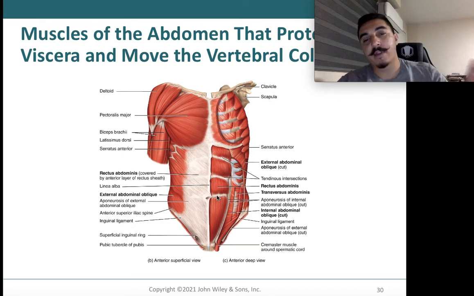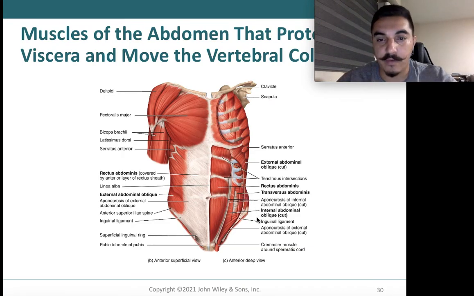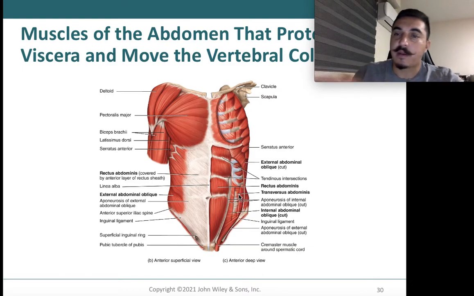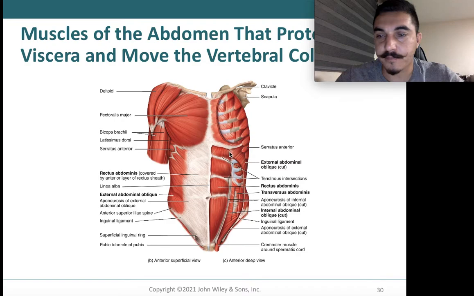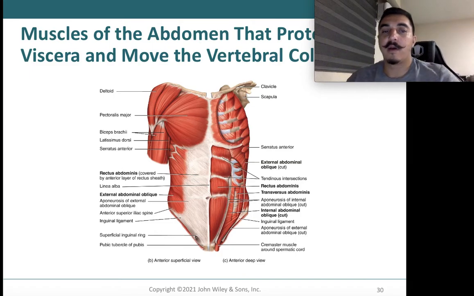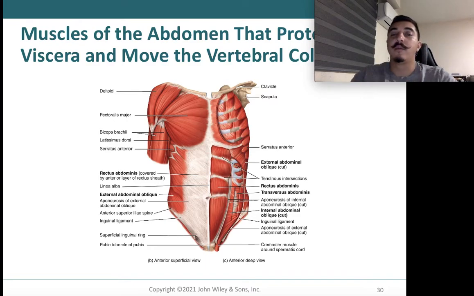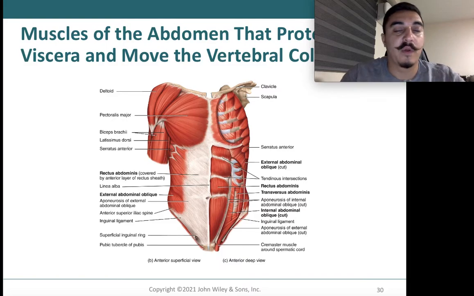If you remove that first layer, you're going to see your internal oblique. It's kind of in there. Transverse abdominis is going to come at a transverse angle. There's our rectus abdominis. Open the external oblique as well on the side. Okay, so think of those names. Rectus, external is outside, internal is inside, oblique is at an angle, transverse is like a transverse cut. So you can remember those muscles in our abdomen.